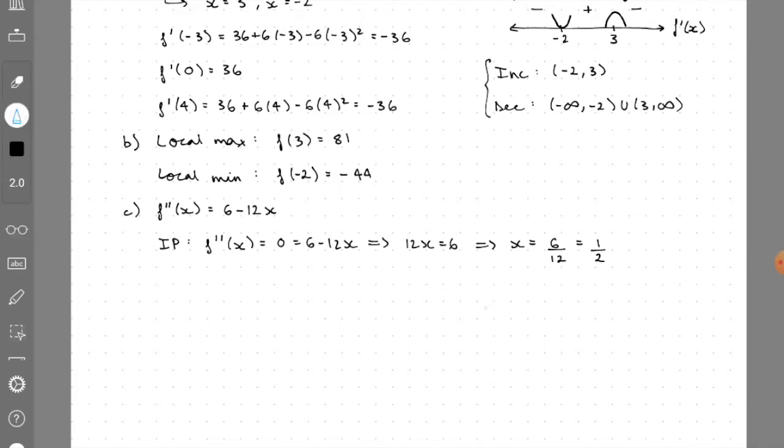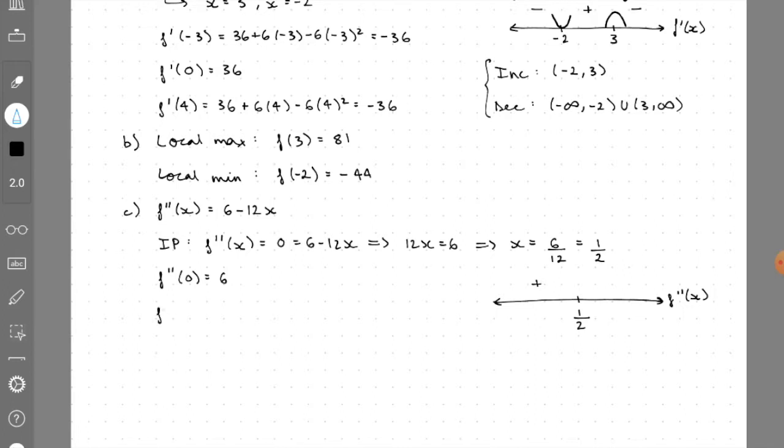So let's draw another number line right here. I'm going to remind ourselves that we're looking at f double prime. I'm just going to put in our only inflection point. And now we're going to evaluate the second derivative at a number that's less than 1/2. I'm going to pick 0. So it's going to be 6 minus 0, which is just 6. It's going to be positive here.